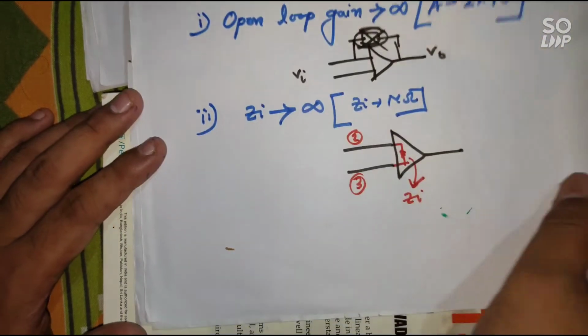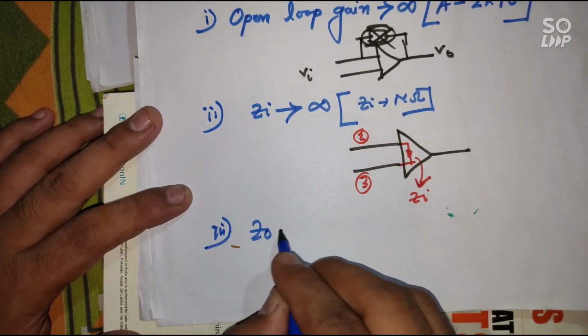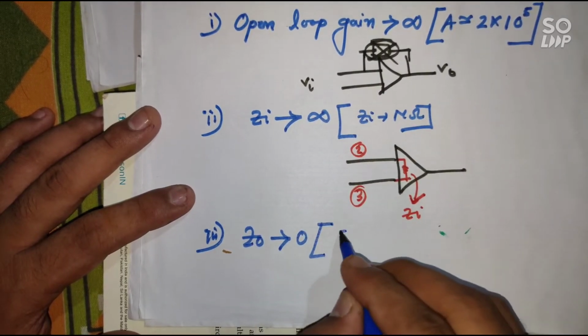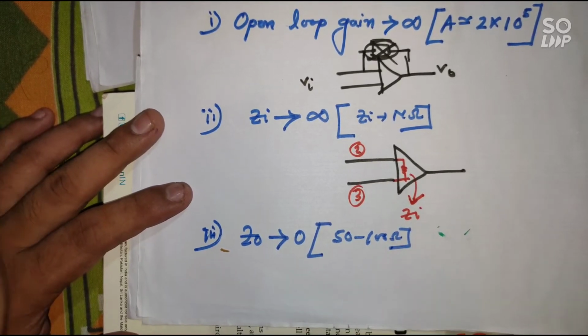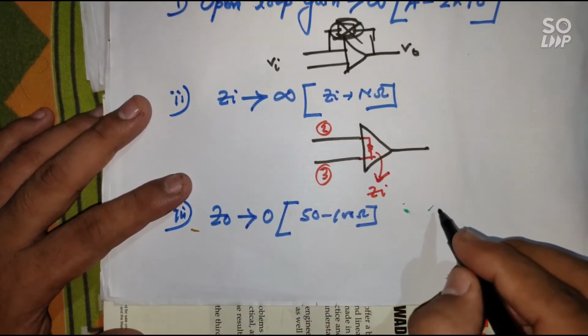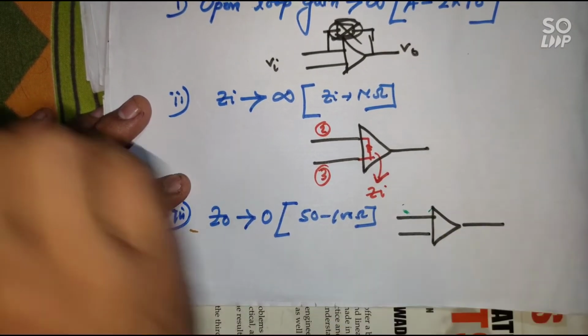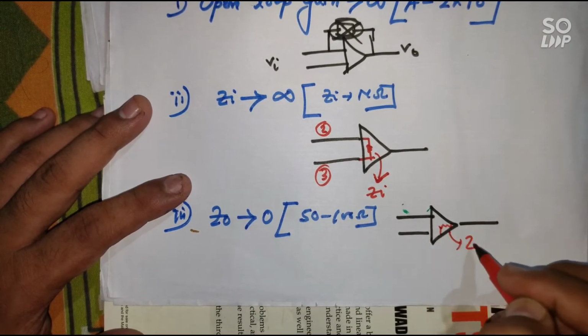Next, point number 3. The output impedance of the op-amp must tend to 0, but practically it is around 50 to 100 ohms. Again, the output impedance is this, inside the op-amp.